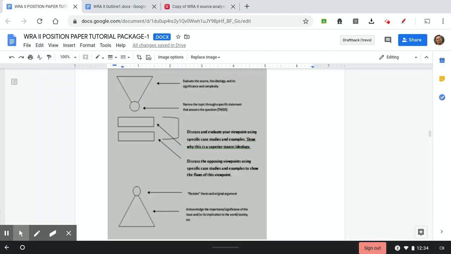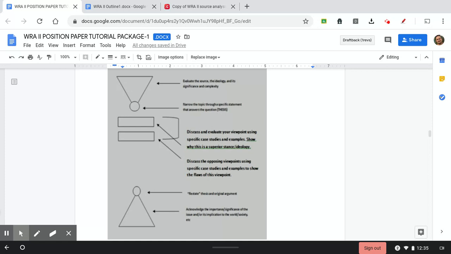In your first paragraph, now it's written as an upside down triangle with a circle. In that triangle format, you are doing your source analysis. So you evaluate the source, the ideology of the source, but also its significance and complexity. These are issues that are not simple. You need to be providing context here to explain why is this ideology even relevant? Why are we talking about it?